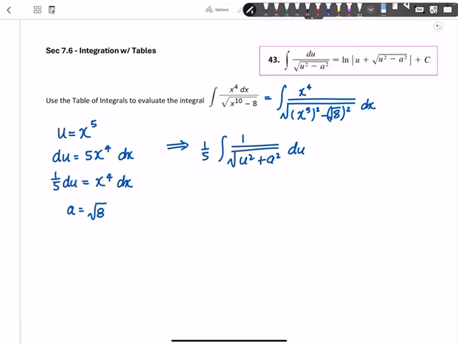I've already looked at my table formulas and I found that table number 43 is the correct table formula to use here. This will be equal to 1/5, which is my coefficient that needs to be distributed throughout. And then I will have the natural log of the absolute value of x to the power 5 plus the square root of x to the power 10 minus 8. Close absolute value. And we can put our plus c on this answer.